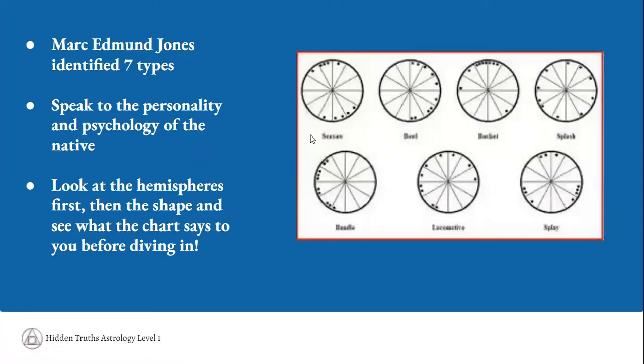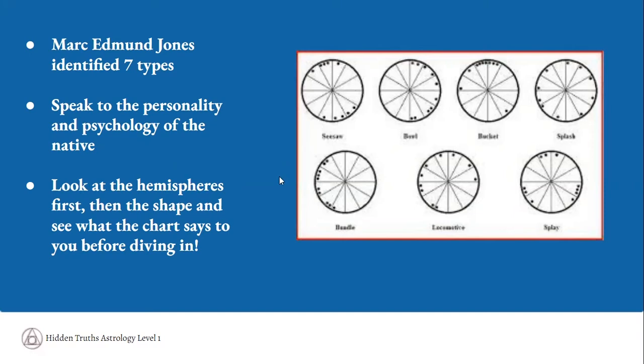So, Mark Edmund Jones identified 7 types of charts depending on how the planets were placed. I use this because I link it back to the personality and the psychology of the native. You're going to first look at the hemispheres, see if the planets are up top or in the lower hemisphere. You're also going to see if it's in the Eastern hemisphere or the Western hemisphere.